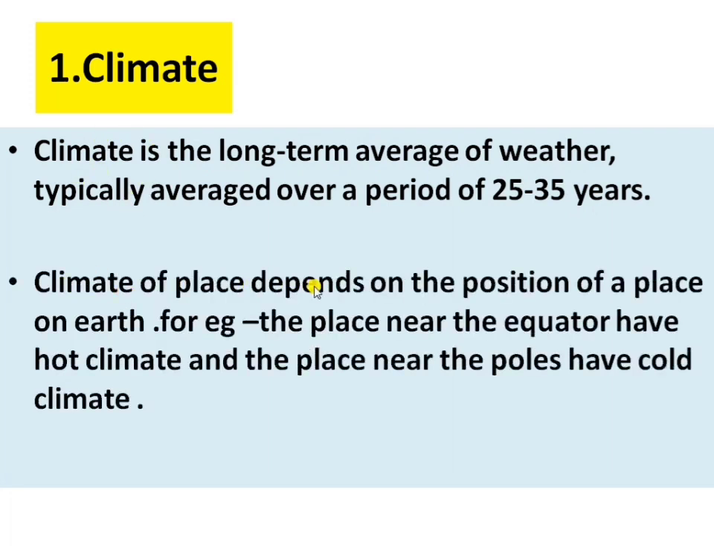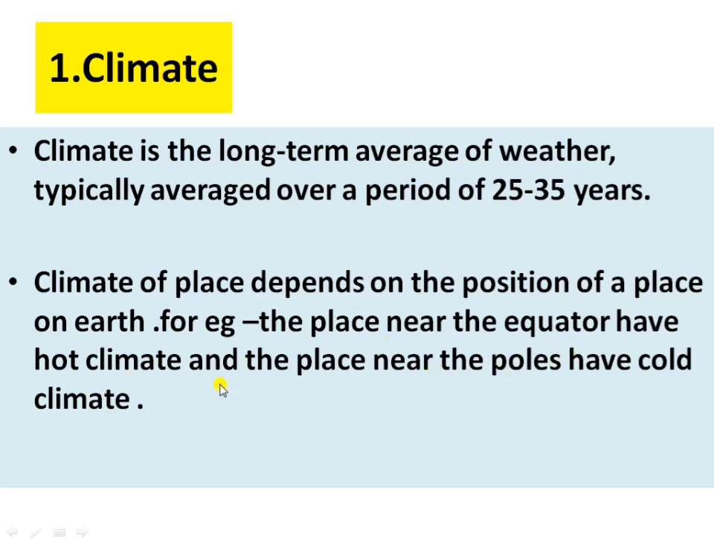Climate of a place depends on the position of the place on the earth. For example, places near the equator have a hot climate and places near the poles have a cold climate. Now you might be thinking, why is it hotter near the equator and colder near the poles? Because the equator is close to the sun and sun rays hit the earth's surface at a higher angle at the equator. That's why places near the equator have a hot climate and places near the poles have a cold climate.